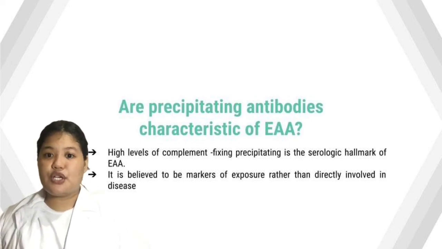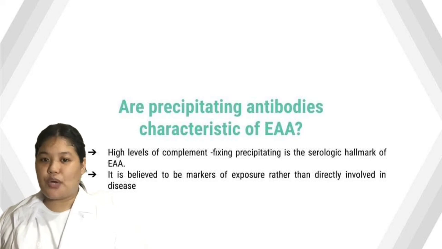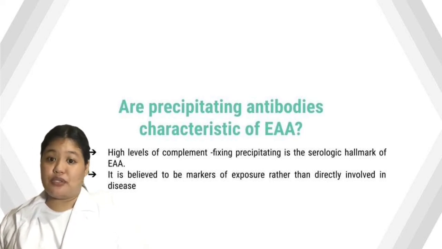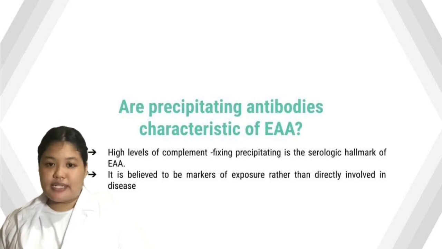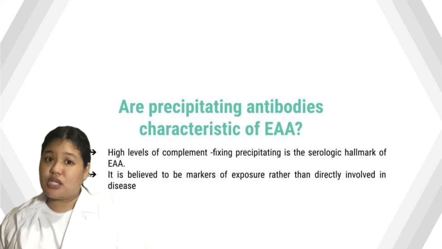The presence of serum precipitins confirms the exposure to an antigen but can be detected in up to 50% of similarly exposed asymptomatic individuals. However, it is unclear if the antibody is involved in the pathogenesis of the disease or is simply a marker of exposure.